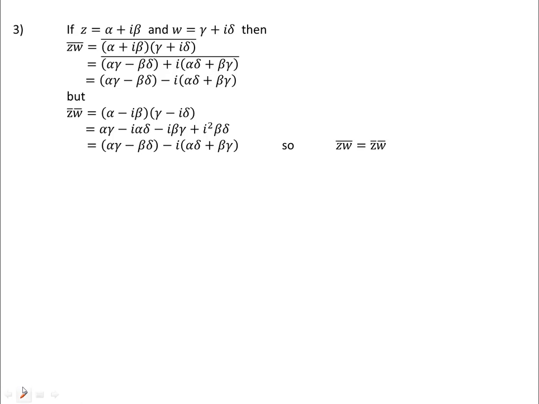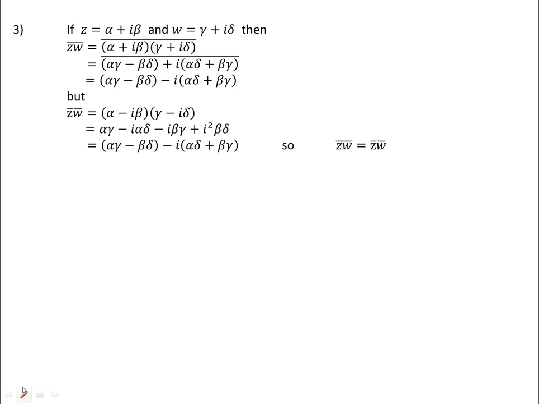The third property says that if we have two complex numbers and we multiply them together, then the complex conjugate of z times w is exactly the same thing as the complex conjugate of z times the complex conjugate of w. And again, this is a fairly simple algebraic proof. I shall leave you just to read through that one.